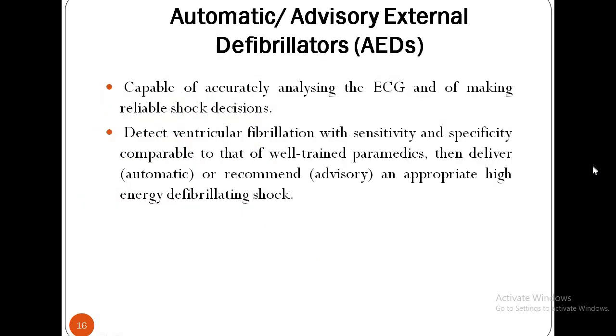Automatic or advisory external defibrillators, or AEDs, are capable of accurately analyzing the ECG and making reliable shock decisions. They are designed to detect ventricular fibrillation with sensitivity and specificity comparable to that of well-trained paramedics, then deliver or recommend an appropriate high-energy defibrillating shock.